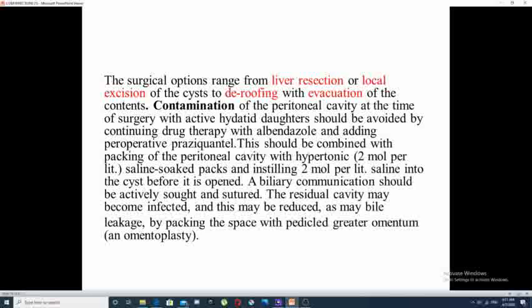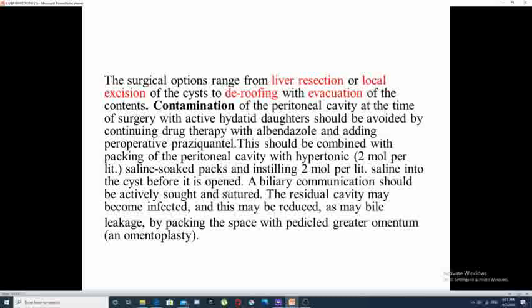and this should be combined with extra measures taken during surgery by packing of the peritoneal cavity with saline soaked or hypertonic saline soaked packs to prevent dissemination and seeding of the content of the hydatid cyst into the peritoneal cavity before we are opening or managing the hydatid cyst.